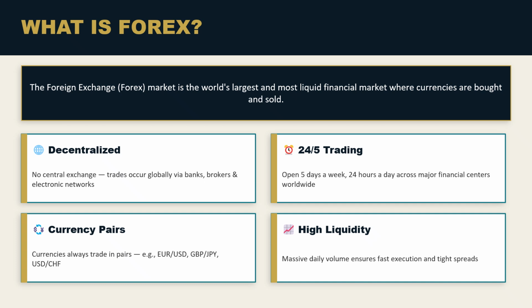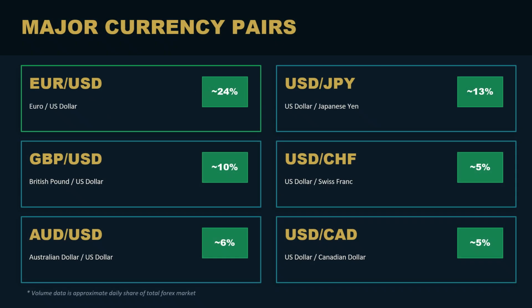And finally, it's defined by high liquidity. With over $7.5 trillion traded every single day, it's the most liquid market in the world. This massive volume means you can usually enter and exit trades quickly and at fair prices without worrying about being stuck in a position.